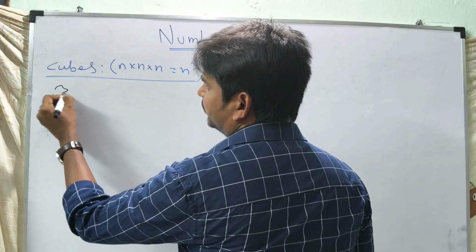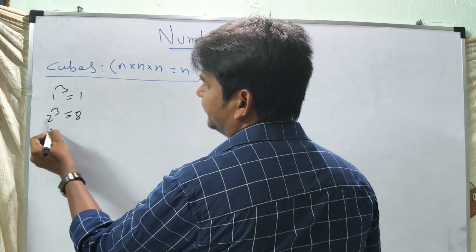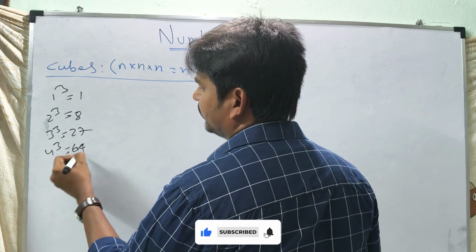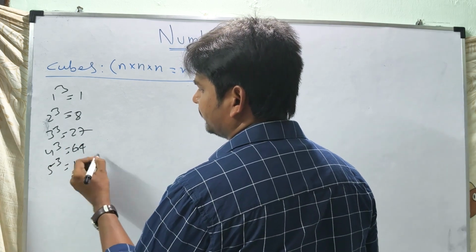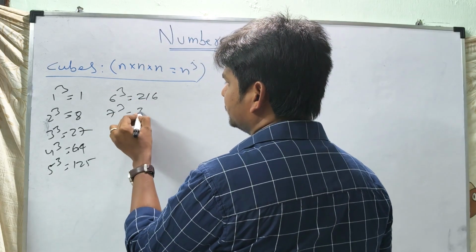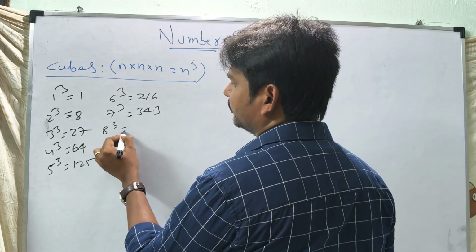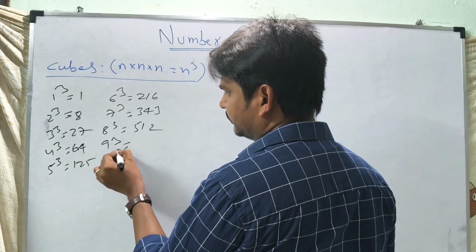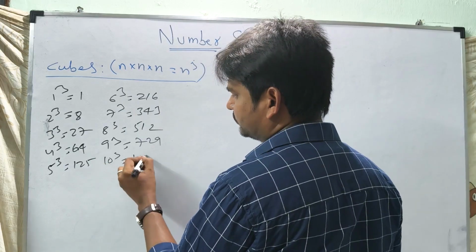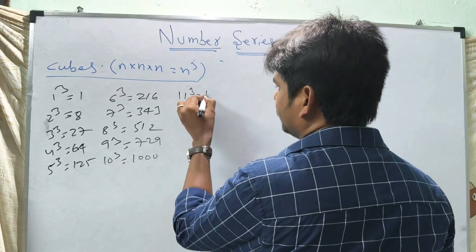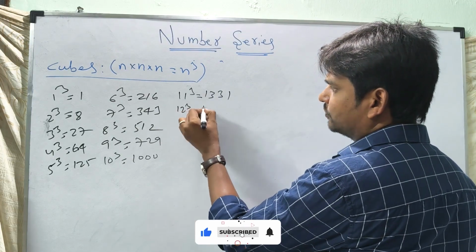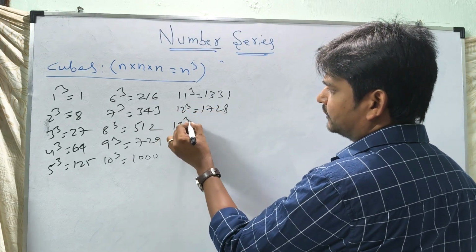1 cube 1, 2 cube 8, 3 cube 27, 4 cube 64, 5 cube 125, 6 cube 216, 7 cube 343, 8 cube 512, 9 cube 729, 10 cube 1000, 11 cube 1331, 12 cube 1728.